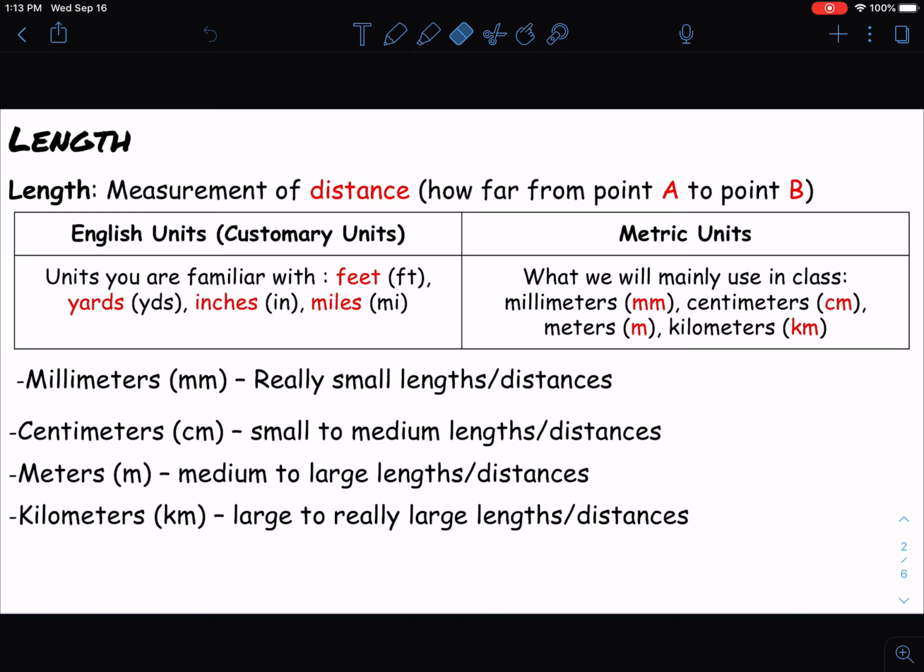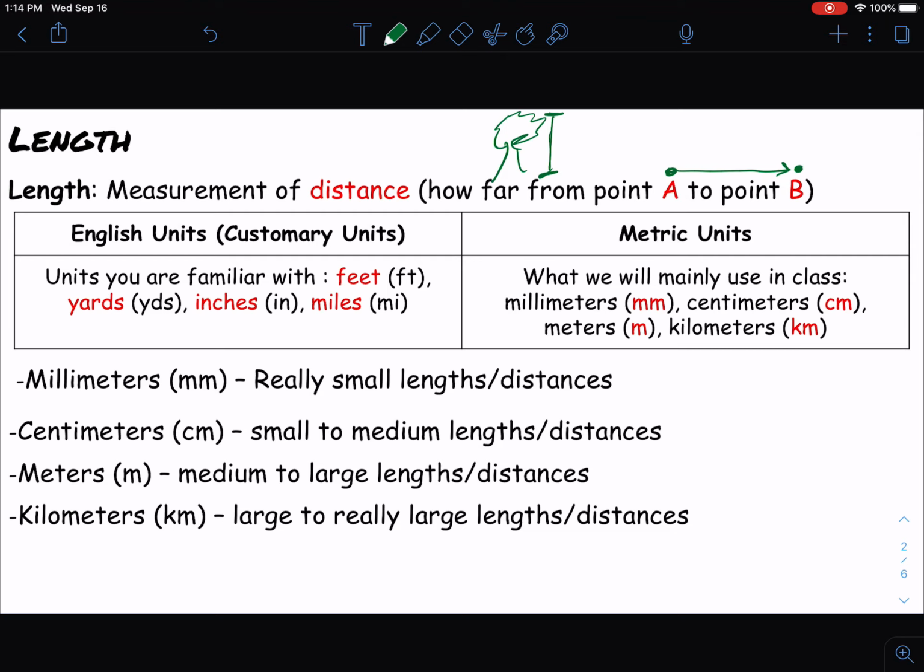Now, length is pretty easy. Length is the measurement of a distance, or the other way to think about it is how far is it from point A to point B on anything. You could talk about length that way, like from here to Altoona. You could talk about length as how tall is a tree. What's the length from here to here? How tall is the tree? How high is the tree? That's still a length you're measuring.